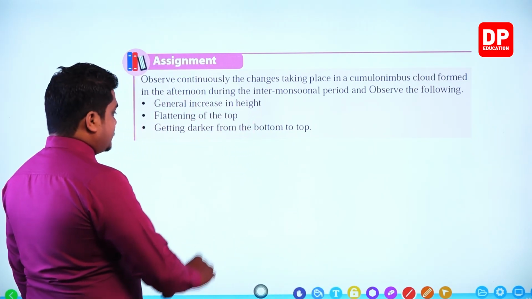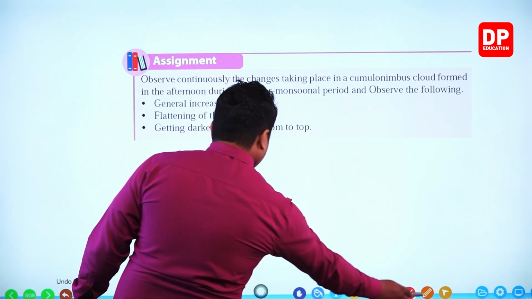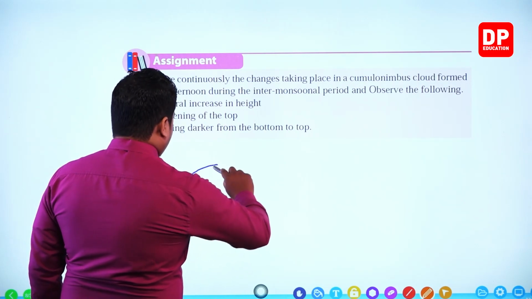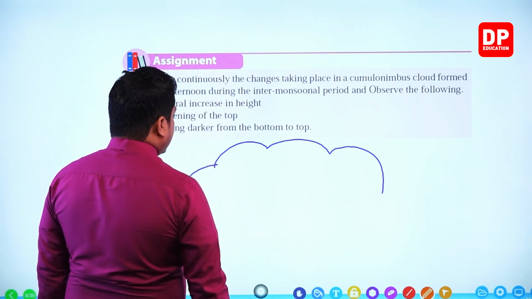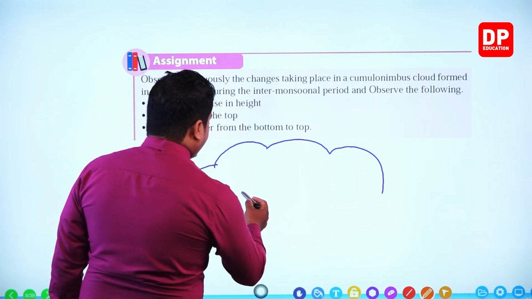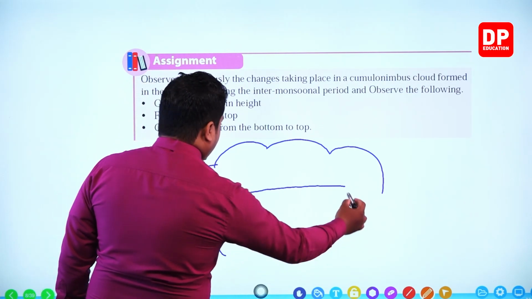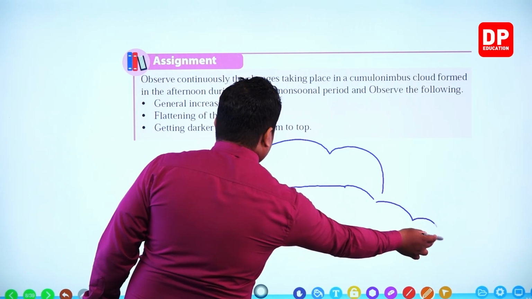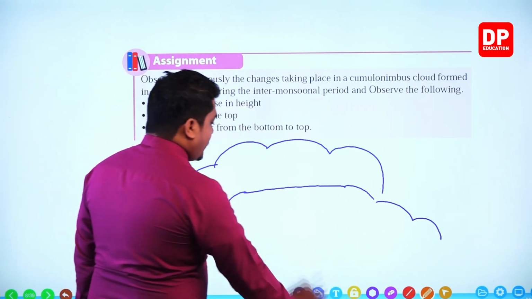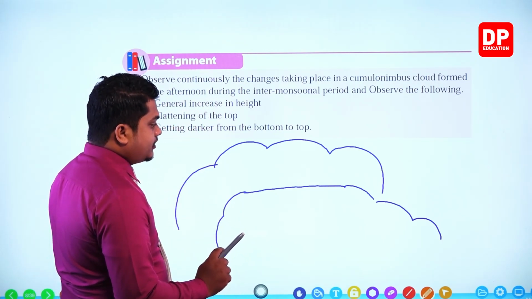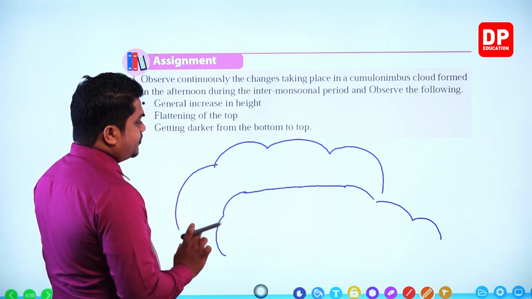Usually a cloud is like this, no? It has a circular shape like this. However, these cumulonimbus clouds are not like that. At the top it's getting flattened like this, and then you can observe the shape of the cloud. So you have to monitor how it flattens like this. Flattening of the top, you have to observe it.